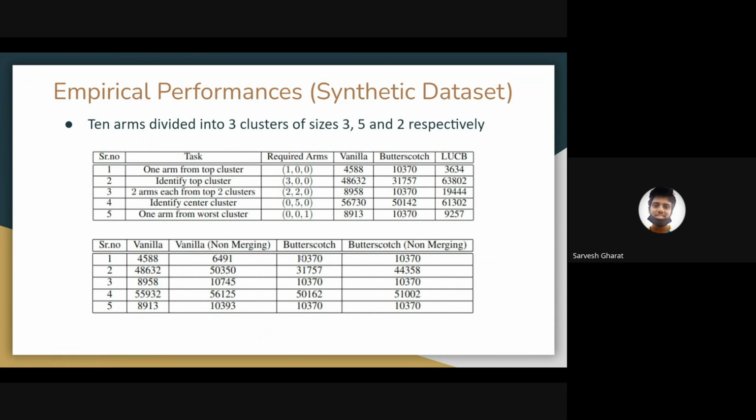The same improvement can be seen in the case of the butterscotch algorithm. However, as I said, the butterscotch algorithm in the first instance pulls all the arms around 1037 times. And given that we have 10 arms, there are a total of 10,370 pulls. There's no real change in the complexity due to merging or non-merging. However, on the other problems, you can see a clear improvement after we introduce the merging subroutine. And this was some synthetic data.